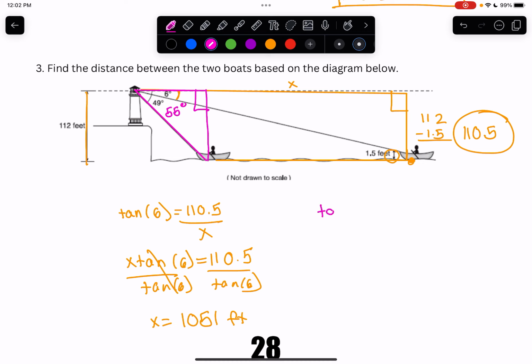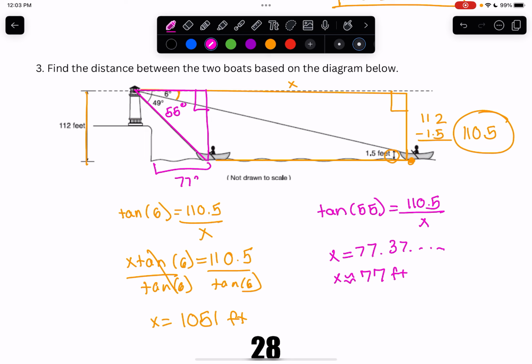So now, tangent of 55 is equal to 110.5 divided by x. I'm going to do the same thing, but for the sake of time, I'm just going to do 110.5 divided by tangent of 55, and I get 77.37. X is about equal to 77 feet. And so if this is 77 feet, and the whole thing is 1,051, I do 1,051 minus 77 to get 974 feet.